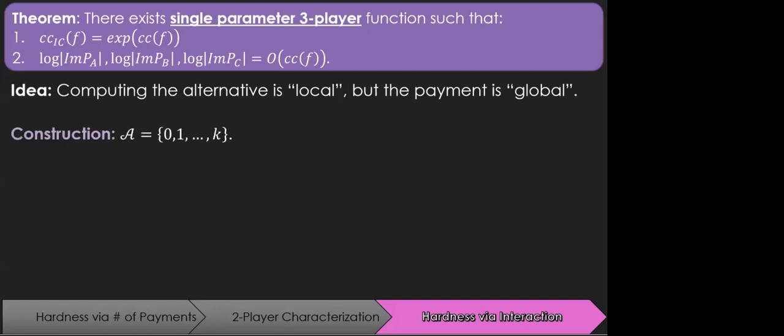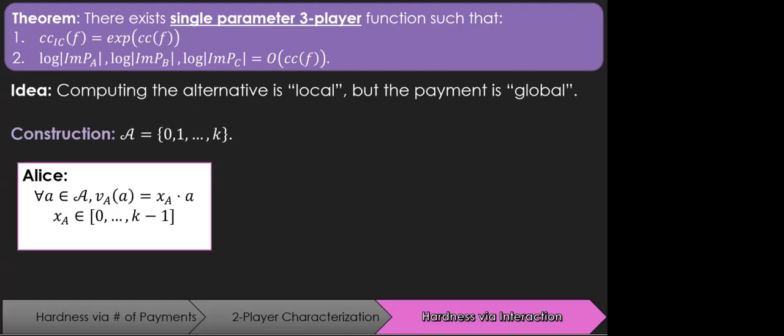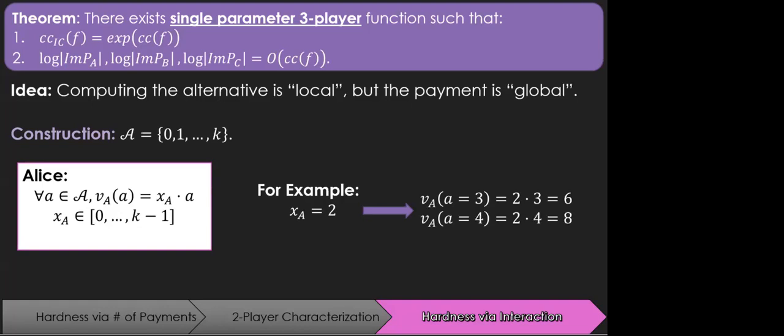So there are k+1 alternatives, and the evaluation set of Alice is such that she holds a private value between 0 and k-1, and her value for each alternative is simply her private value multiplied by the alternative. For example, if she holds a scalar 2 and alternative 3 is chosen, then her value for it is 2, her private value, multiplied by 3, the alternative, which is 6. Similarly, if alternative 4 is chosen, then her value for it is 2 multiplied by 4, which is 8.